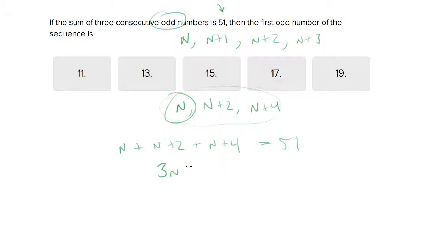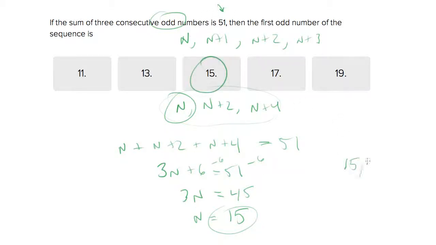So you get 3n plus 6 equals 51, meaning 3n, if we subtract 6 from both sides, is 45, and n, therefore, is 15. And you can see it does turn out to be odd. So the sequence was 15, 17, 19. And you can double check that that adds up to 51 if you like, which it does.